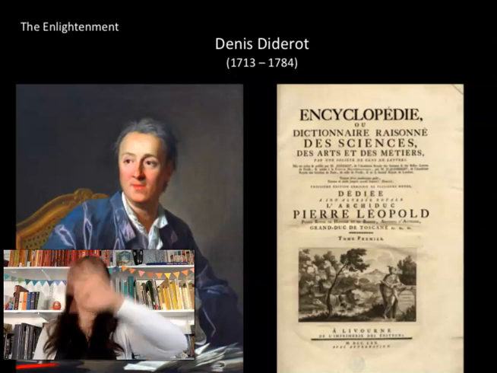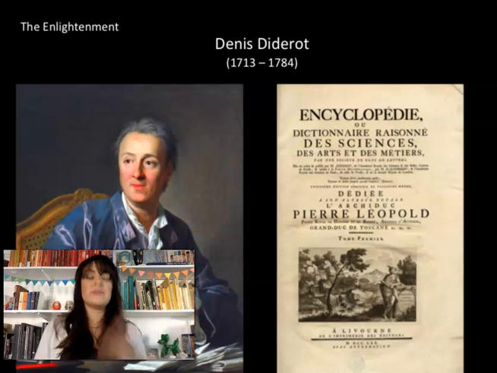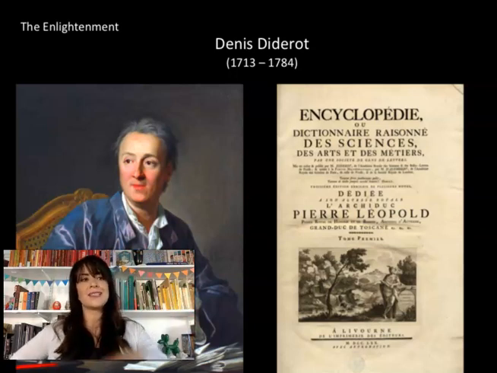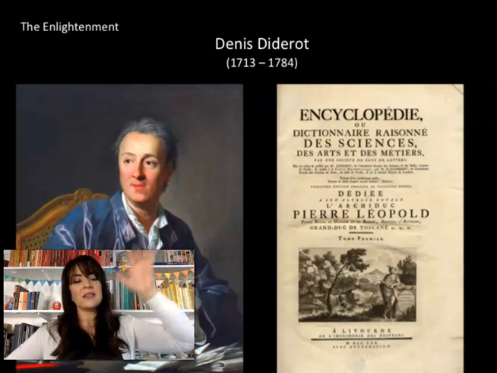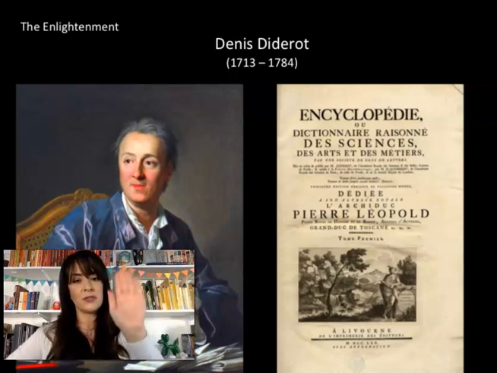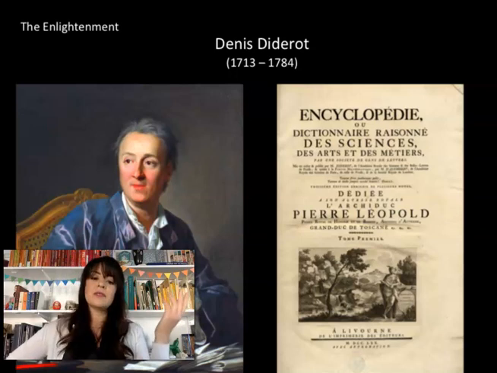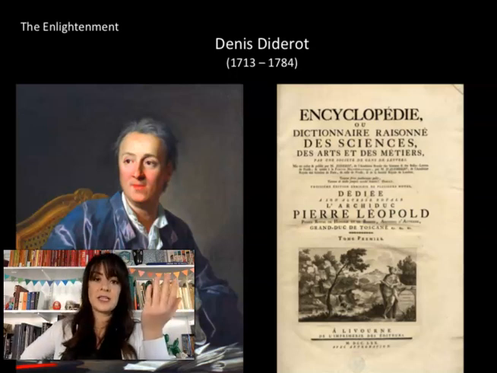and pedia, which is education. Okay, so a wide range of education. So for Denis Diderot, he says, if you know how to read, then you have access to all of human knowledge. Now, this is a crazy idea. So crazy that Louis XV arrests him and puts him in jail.